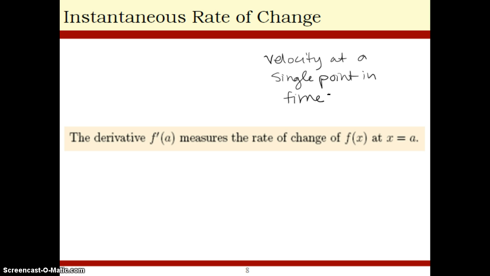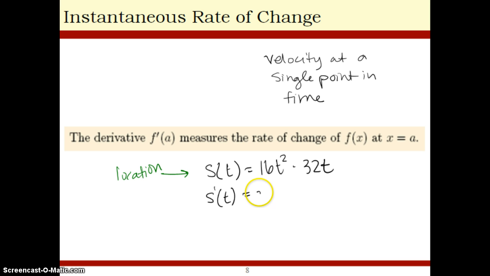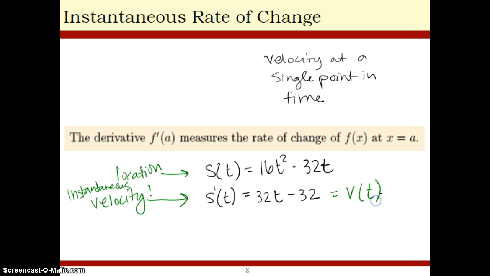If you have a function such as s of t equals, again, 16t squared minus 32t, and that function determines the location of an object, then if you find s prime of t, the derivative, which in this case would be 32t minus 32, the derivative is going to give us the instantaneous velocity. This is the same thing as saying v of t. So you can see that if you have the location of an object, you can quickly find the derivative of that and get the instantaneous velocity.